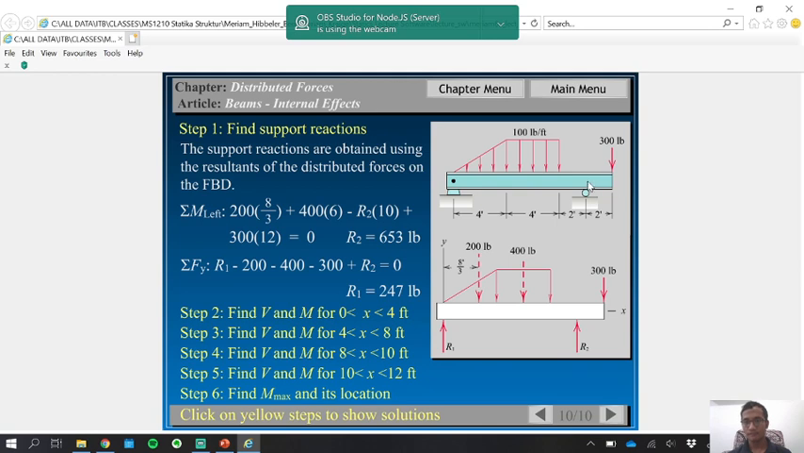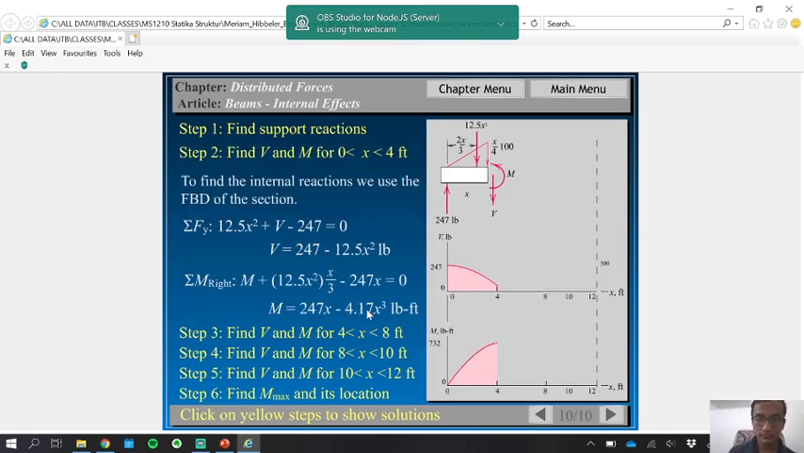This is another equation. So we will have four equations. The first equation is from x equal to 0 until 4 feet. Second is from 4 to 8. Third from 8 to 10. And the fourth one will be from 10 to 12. So we have to cut it at 4 different locations. The first cut is from x equal to 0 to x equal to 4, and it will be like this.